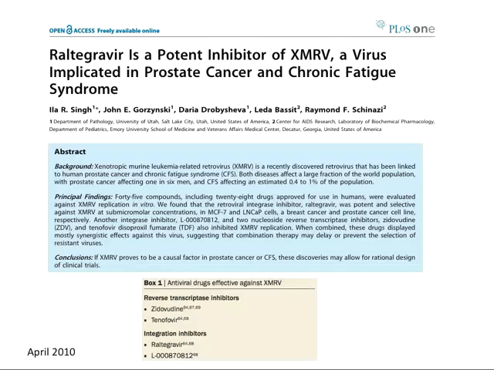While this is all going on, Ela Singh's group and a couple of others looked to see if any of the AIDS antiviral drugs could inhibit XMRV. So this paper is an example. Raltegravir is an inhibitor of XMRV. This is a drug that is used to treat HIV infections. It's an integrase inhibitor. It's also a potent inhibitor of XMRV.